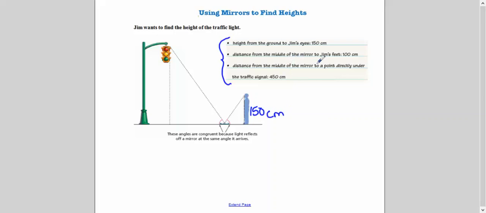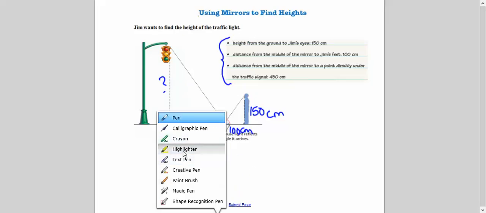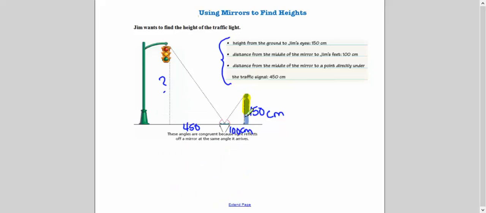And the distance from the mirror to his feet is 100 centimeters. And the distance here is 450 centimeters. And we want to find the height. All right? So our similar triangles this time are where? You want to make sure you put them the right way. So we've got the height here, into the angle, and then back. So here we're going to have the height to the angle.